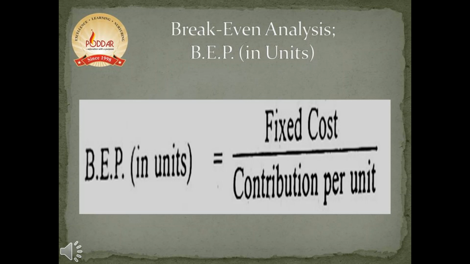We can also calculate BEP in units with the help of fixed cost divided by contribution per unit. This is the modified formula which we have used earlier.